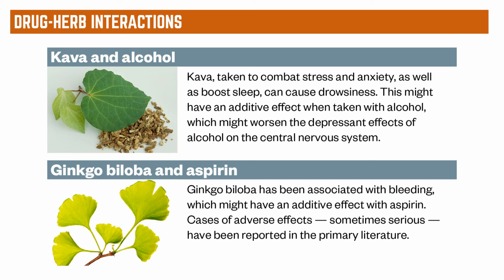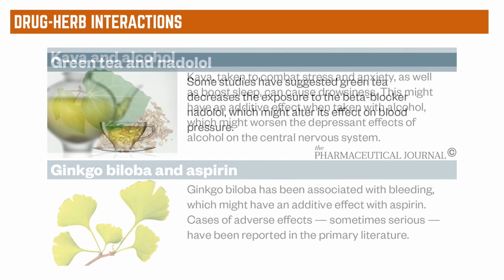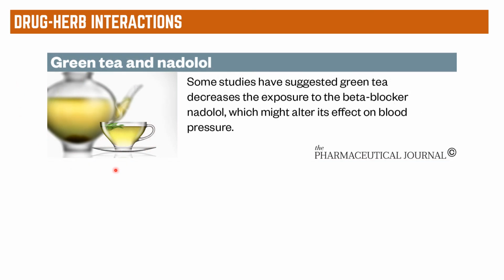It cannot be taken with aspirin, which is associated with bleeding if they are taken together. Green tea can also cause some drug-herb interaction, especially with nadolol, which is a beta blocker. Green tea will decrease the exposure to the beta blocker nadolol, which later will affect blood pressure control.